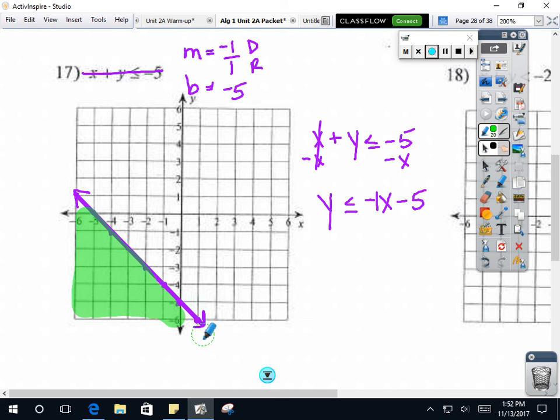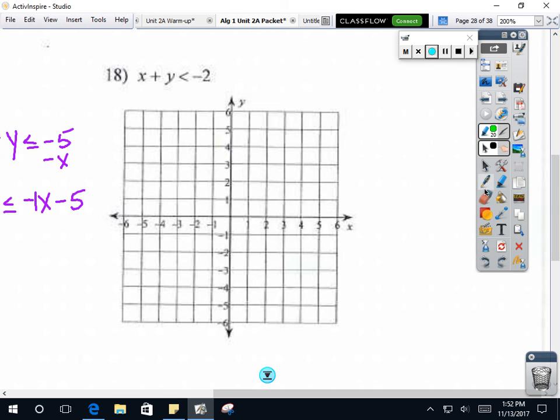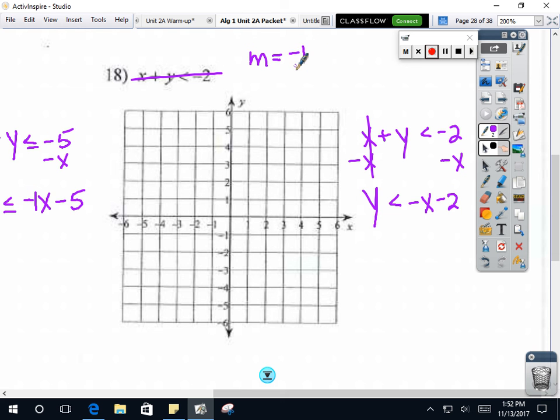All right, number 18. X plus y is less than negative 2. What do I do first? And so y is now less than negative 2 minus x, or negative x minus 2. So what is the slope? Right. What is the y-intercept?